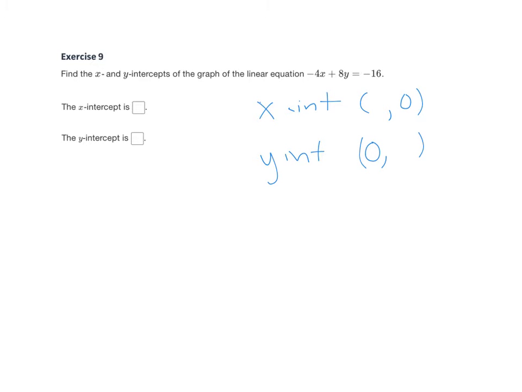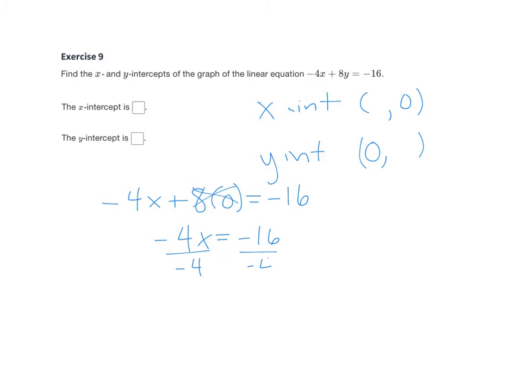Okay, so now let's find the x-intercept. So I would have negative 4x plus 8 times 0 equals negative 16. So 8 times 0 is nothing. I get negative 4x is equal to negative 16. I'm going to divide both sides by negative 4. That's going to give me x is equal to positive 4. So my x-intercept is 4, 0. The textbook may have just wanted 4.